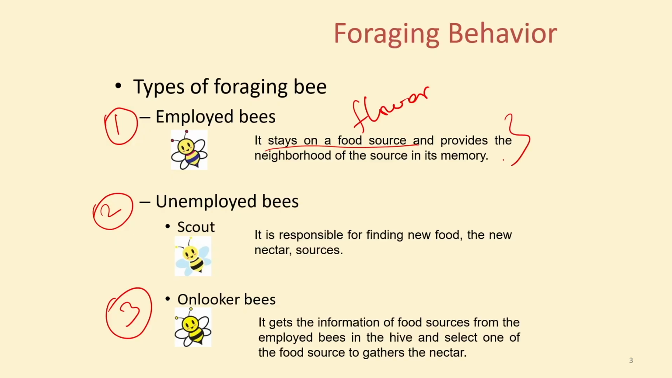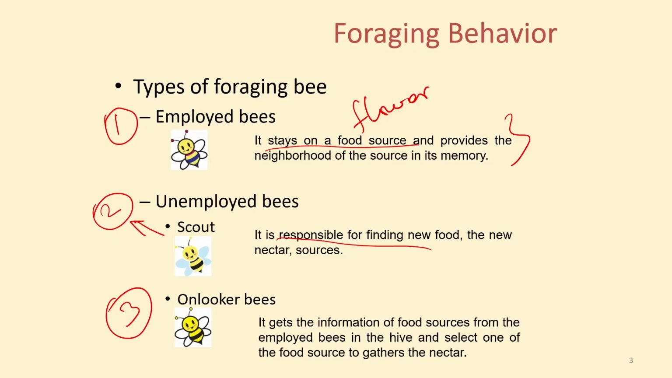What is the unemployed bee's role? In the unemployed bee you have two things: one is the scout bee and another one is the onlooker. The scout bee won't listen to the employed bee's information and go towards the direction of the employed bee. It will randomly go on its own and try to find a new food position.